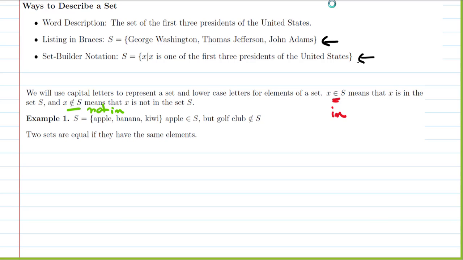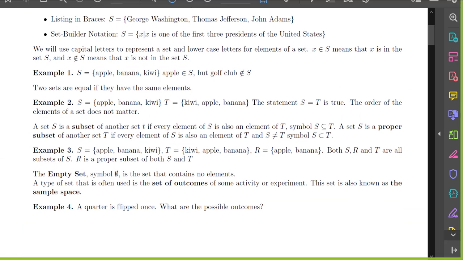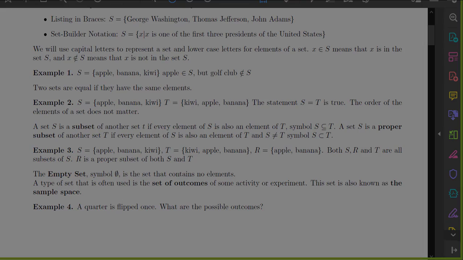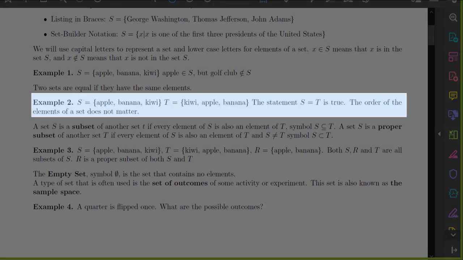So, example 1: if we have the set containing apple, banana, and kiwi, apple is in the set, but golf club is not in the set. That set has exactly 3 elements, apple, banana, and kiwi. So we would say apple is in the set, but golf club is not in the set. We say 2 sets are equal if they have the same elements.